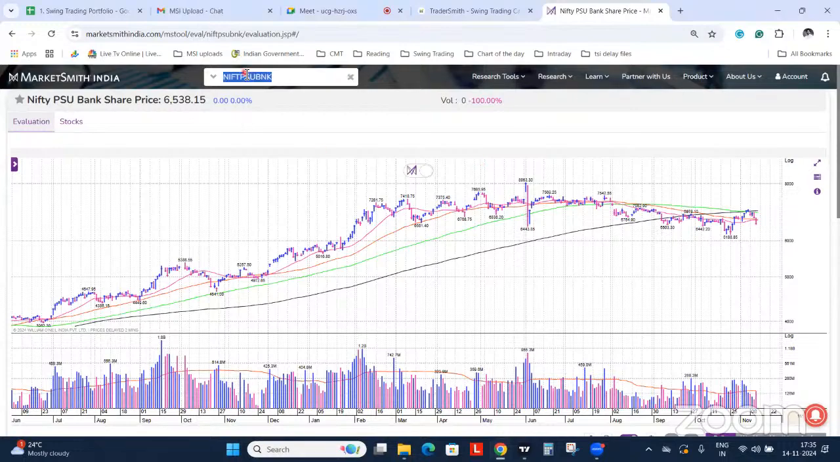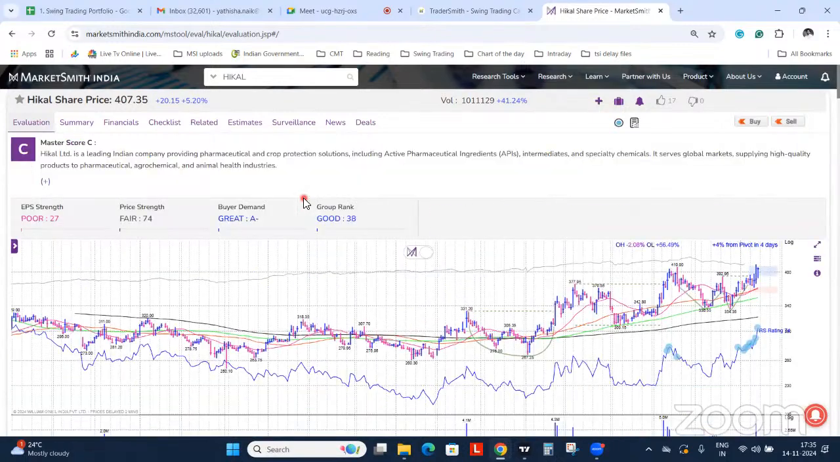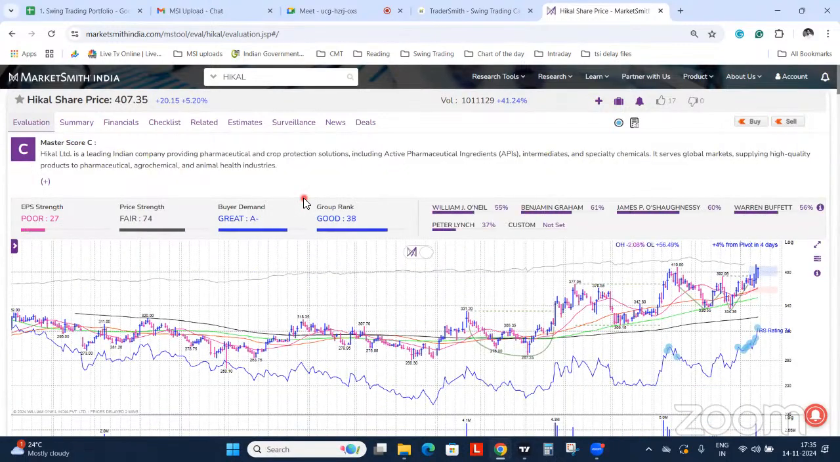Okay, so Hikal's trend is positive. Today again it has gained 6%. Maybe in the coming days it will do well. From the current level, 410 is a level to watch. Suppose it keeps crossing and holding above 410, one can expect a good move in Hikal in the coming days.